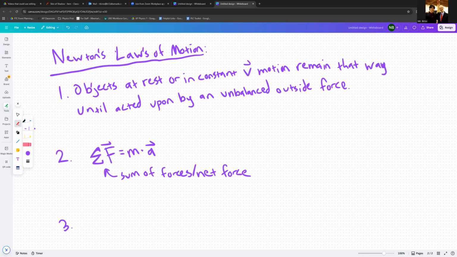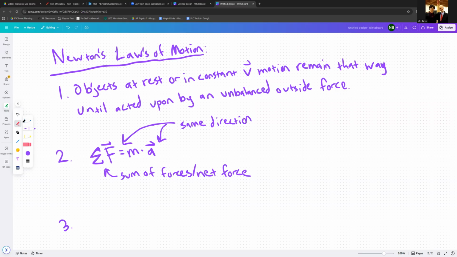So you could write this out in words. I don't generally do that, but you could say the sum of forces acting on an object is equal to the mass of that object times its acceleration. One quick thing to note with this equation, we also pointed it out in some of our other force equations: these vectors, force and acceleration, are always going to be in the same direction as each other.